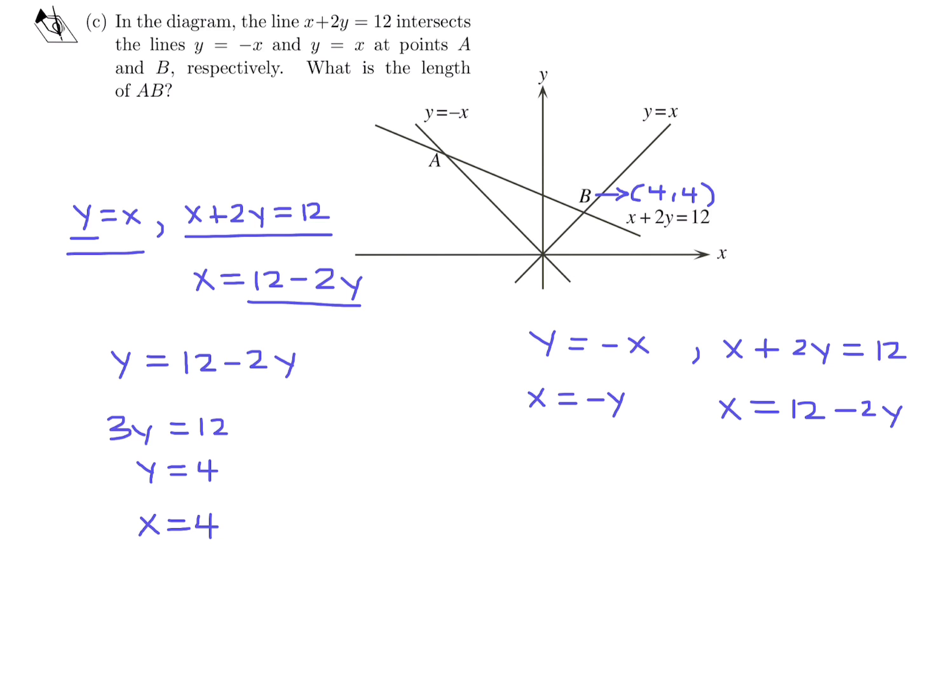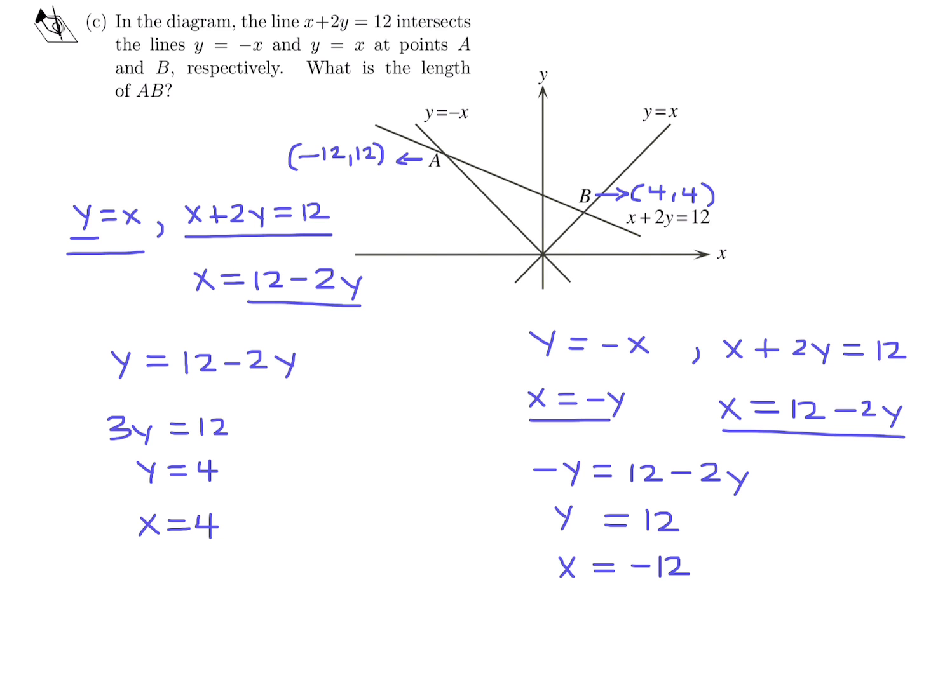And when these are set to each other, we get minus y is equal to 12 minus 2y. Solving for y, you get y is equal to 12. Substitute y equals 12 into either of these, and you will get x is equal to minus 12. So that means this point A is (minus 12, 12), like that. All right? Now we have to find the length of AB. Okay? The length is figured out using the distance formula.